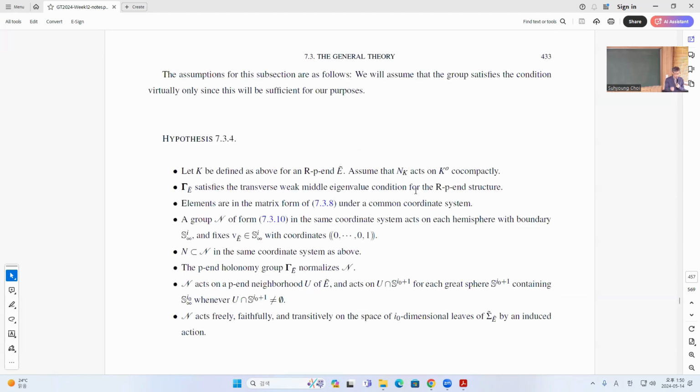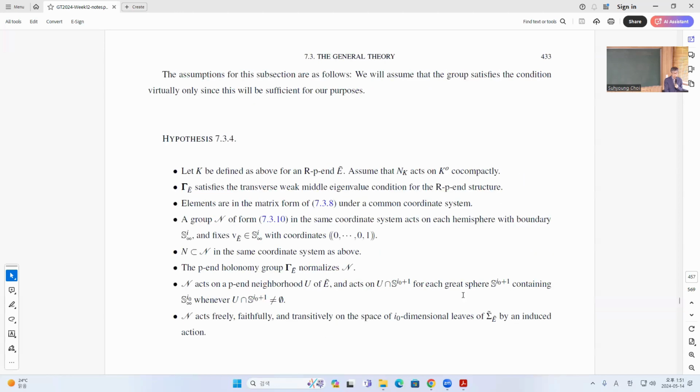Okay. So the hypothesis 7.3.4 is that we have this NK acting on K0 compactly and satisfying the uniform transverse weak Miller eigenvalue condition, and elements are in this form, and N is in this form, and then this corner N is also in N, and this fundamental group normalizes N, and then the NX on this Pn fundamental group, Pn neighborhood, and this always contains X on this intersection, and then this acts really faithfully on each dimensional leaves in this way.